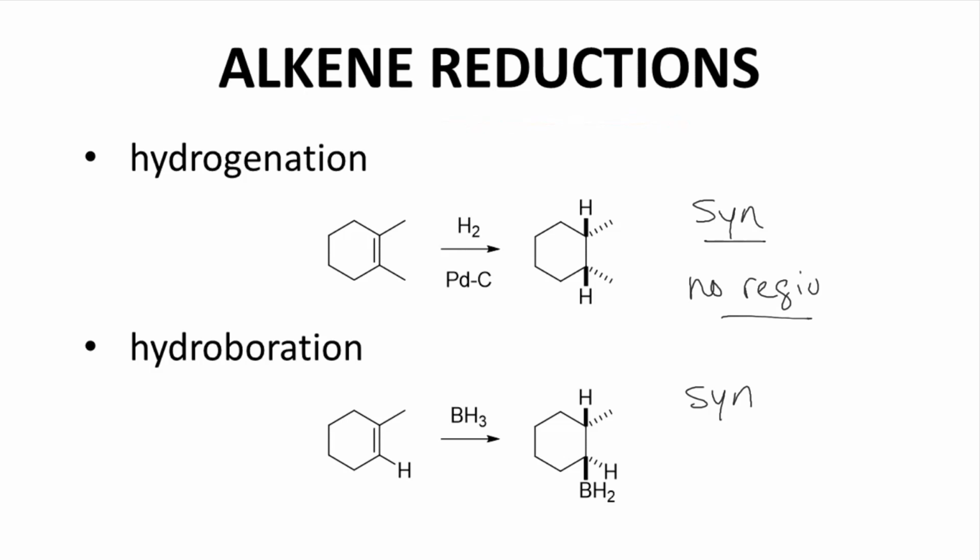Because BH2 is larger than hydrogen, the BH2 favors binding to the less substituted carbon of the alkene. Therefore, the hydroboration is regioselective. We'll return to this reaction in a couple slides.